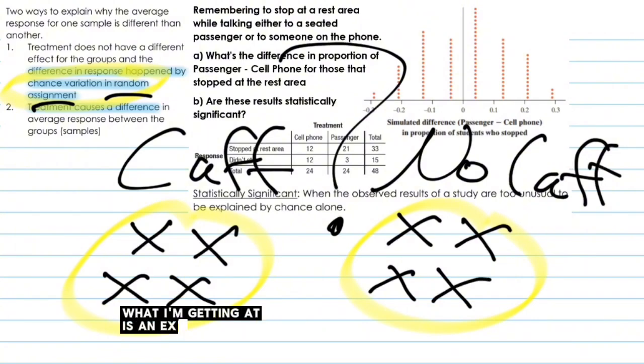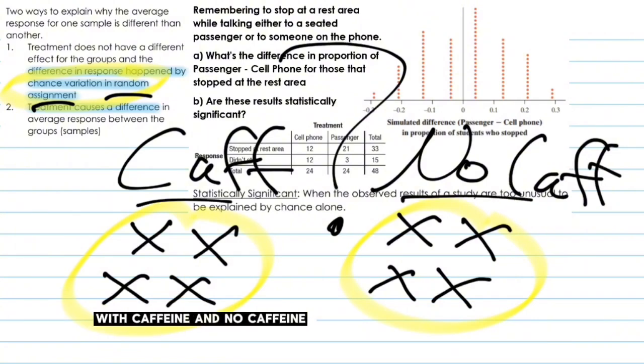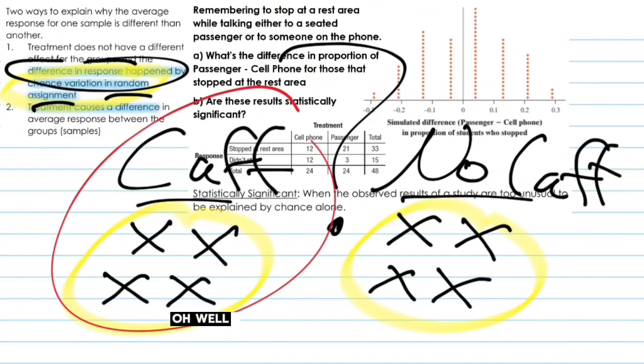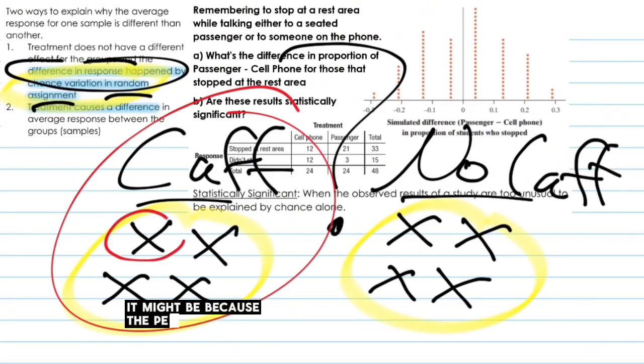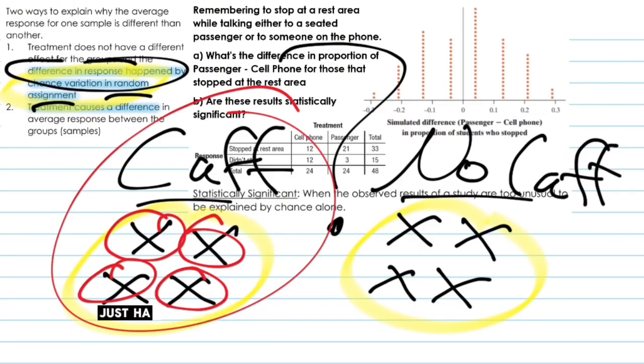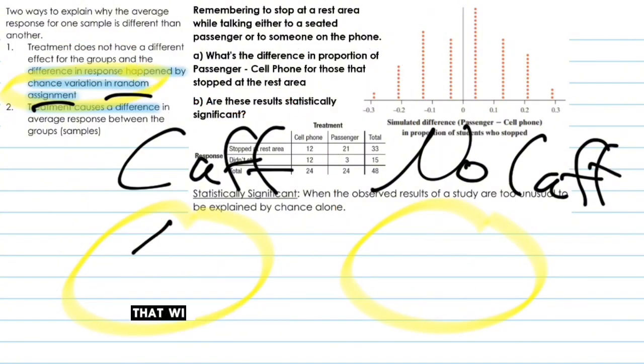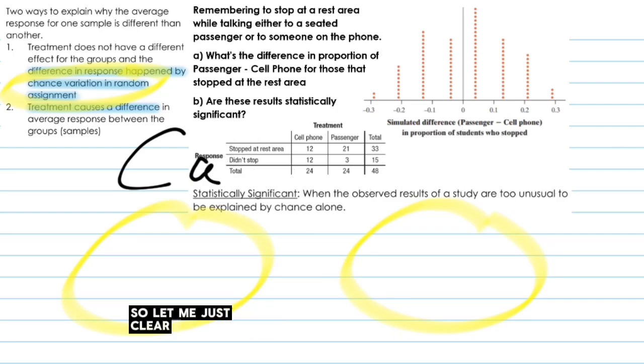What I'm getting at is, in an example like this with caffeine and no caffeine, you might get a difference in the response where you could very well think, oh, well, caffeine is certainly going to affect people, but it might not just be because of caffeine. It might be because the people who were chosen in this group just happen to be more susceptible to caffeine, and you don't know that for sure. So sometimes when you see a difference in the response, it might just be because that's how people were randomly assigned to the group and the treatment isn't really proving anything. And we will explore that in a moment, but that's probably the most important idea that will be talked about in this video. So let me just clear this extra ink.